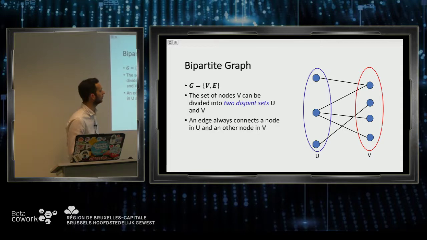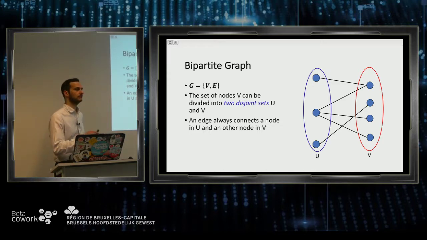In other words, there are no edges that connect nodes of the same group. I don't have an edge that connects this with this directly. Neither this with that, nor this with that. And the same thing here. You can see that in a bipartite graph, we only have two sets of nodes, and there are only connections, edges, between the different groups, not between nodes in each of these groups.